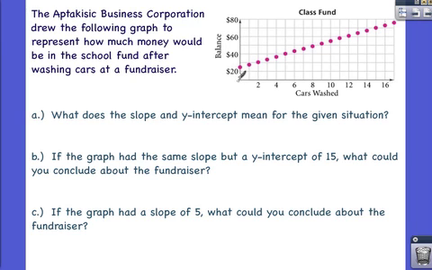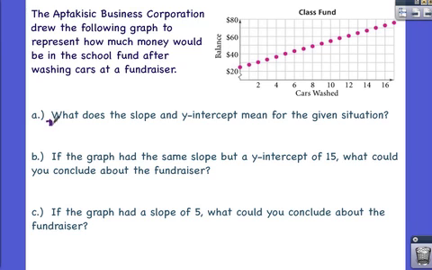Well, let's begin with our y-intercept. Our y-intercept looks like it's about $25, approximately. Now, a y-intercept is what the y value is when your x value is 0. That means that no cars have been washed and you already have a balance of $25.